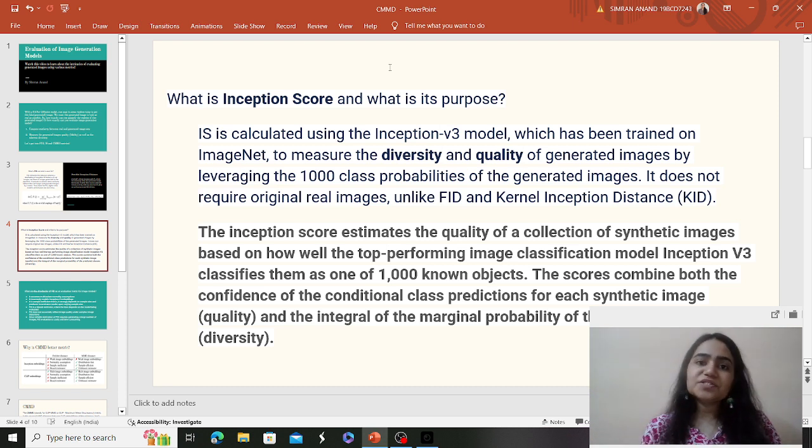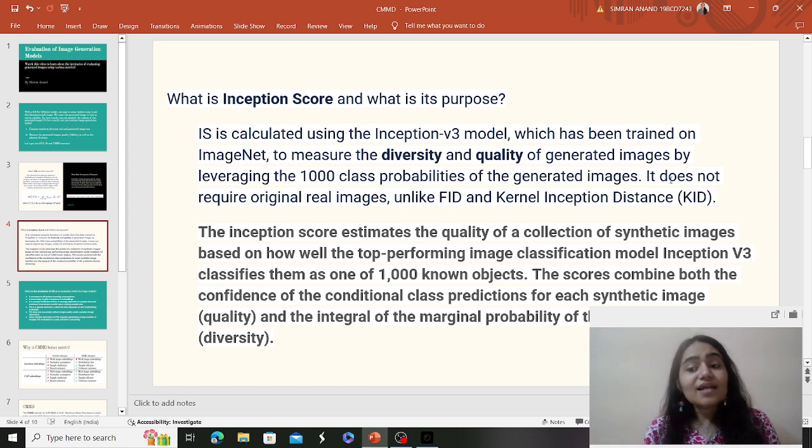The CLIP model, as you know, is trained on a large number of images, image-text pairs, rather than just 1,000. That's what CLIP is. We'll come to that part, not a worry, but I hope you get the crux here: this ImageNet model is what is leveraged. It is used to measure diversity and quality of generated images by leveraging the 1,000 class probabilities of the generated images.